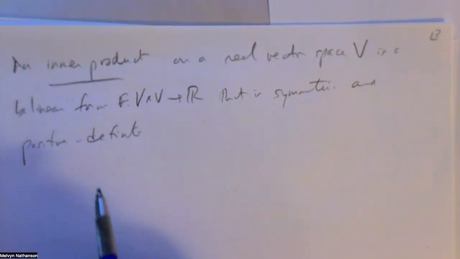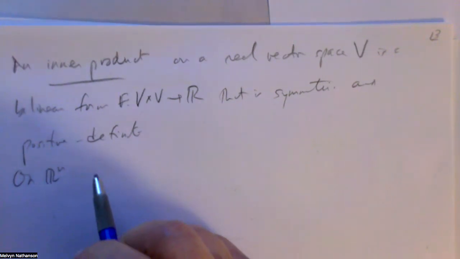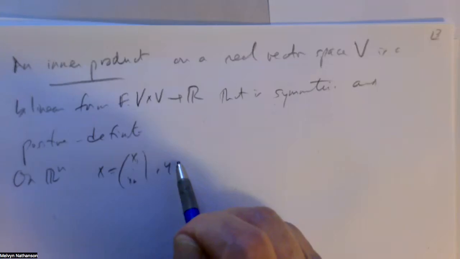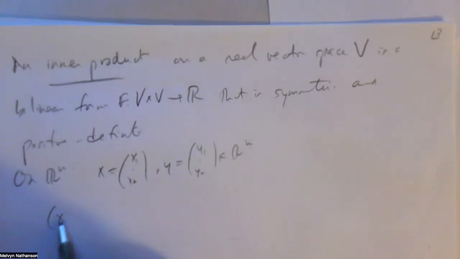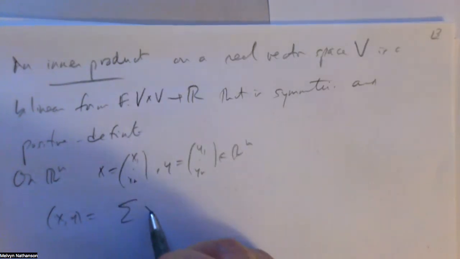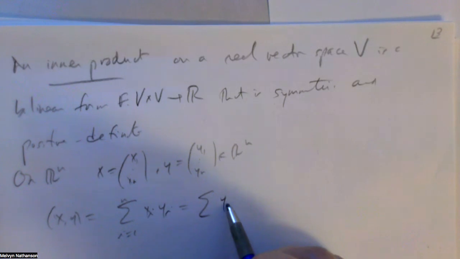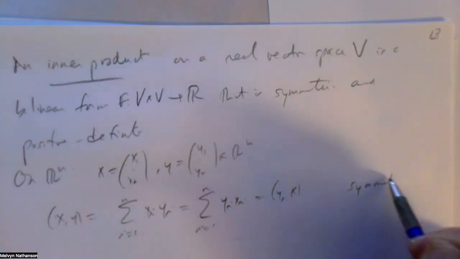And we can see that the standard inner product on Rn has these properties, because if you take x to be the vector x1 down to xn, and y to be the vector y1 down to yn in Rn, the inner product of x and y is the sum of the products of the corresponding coordinates, xi yi. But xi, yi, these are real numbers. xi yi is the same as yi xi. So this is the inner product of y and x. So this proves that the standard inner product is symmetric.